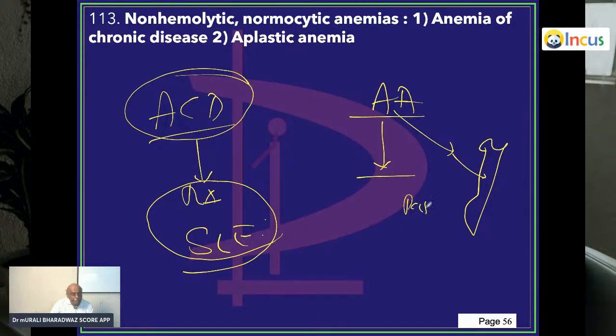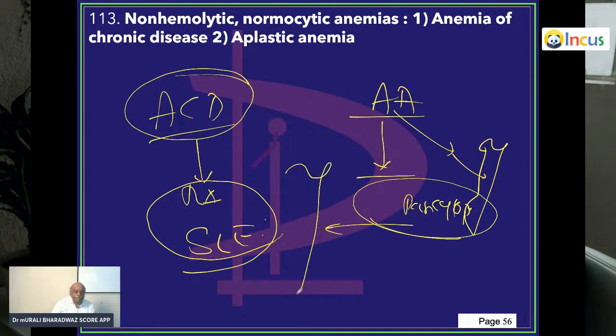Aplastic anemia will lead to pancytopenia. In which condition will pancytopenia be there with a normal bone marrow? Two conditions. Bone marrow is normal, but still you got pancytopenia. Where?